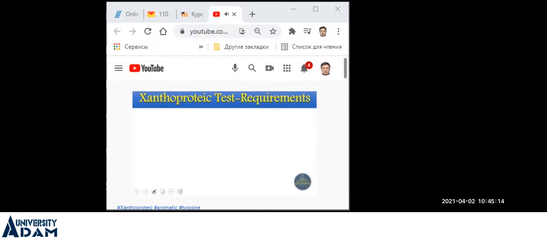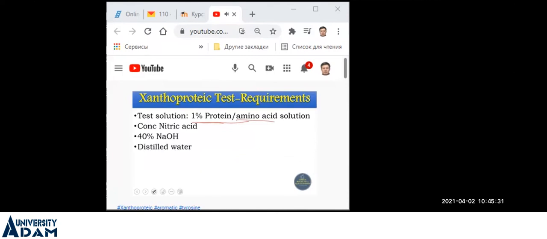Now, what are the requirements? We require the test sample, which will be either proteins or amino acids. Then we require concentrated nitric acid and 40% NaOH. I didn't tell you what the use of NaOH is; I will tell you. We also need distilled water, a water bath, dry test tubes, and pipettes.